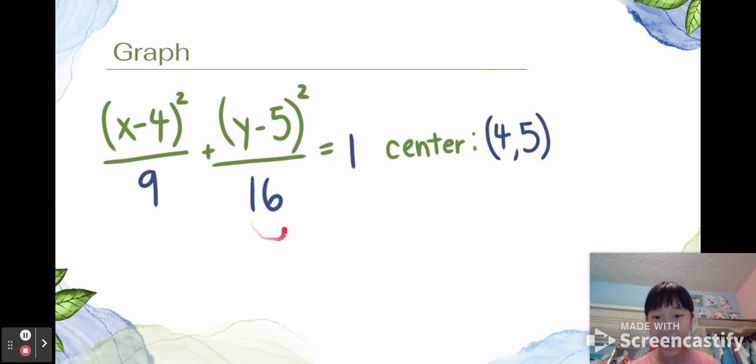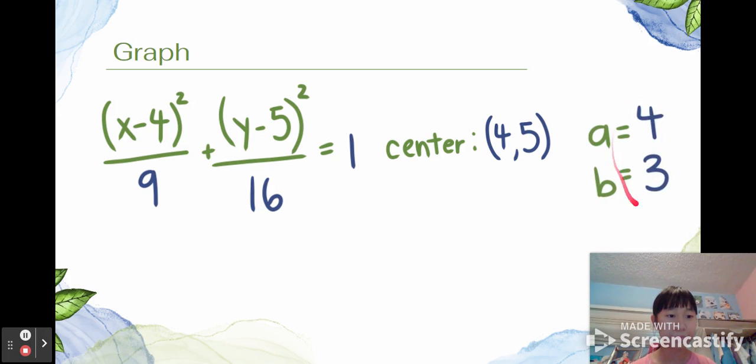So now we need to find the A and B value, because that is important to knowing if it's a vertical major ellipse or horizontal major ellipse. So we can see that the bigger number between these two is 16, and that is under y squared. So A is 4, and B is 3. And why is that? Why isn't A equal to 16? Well, under here, this is A squared. So in order to get the original A value, we must take the square root of 16, which is 4. And we need to take the square root of the B value, 9, which is 3.